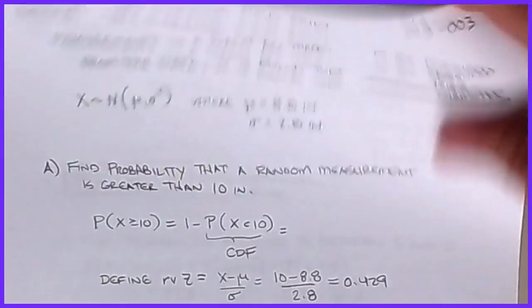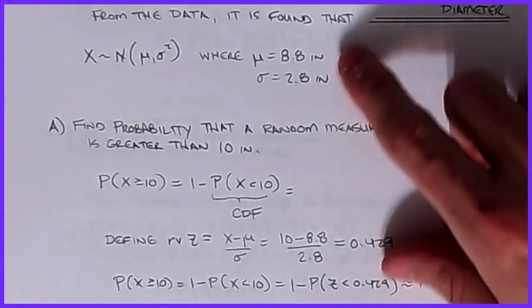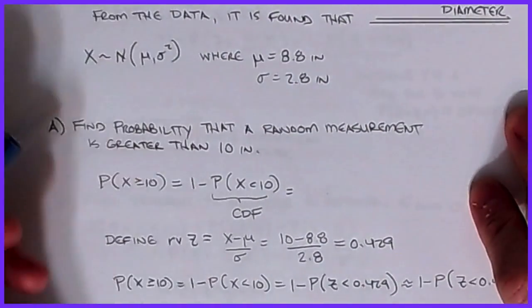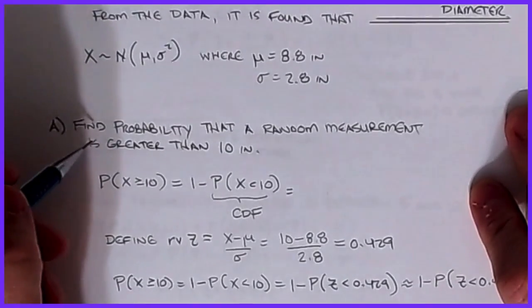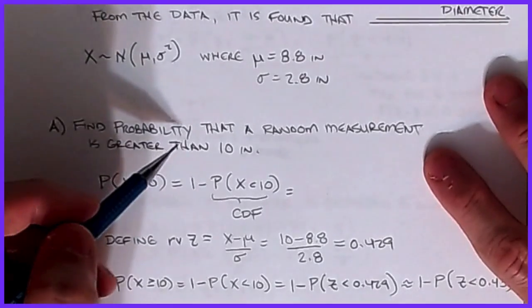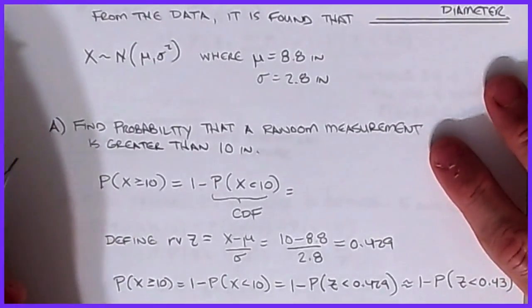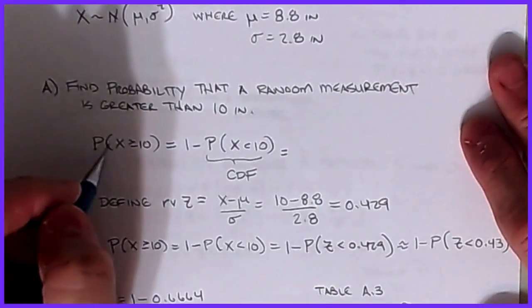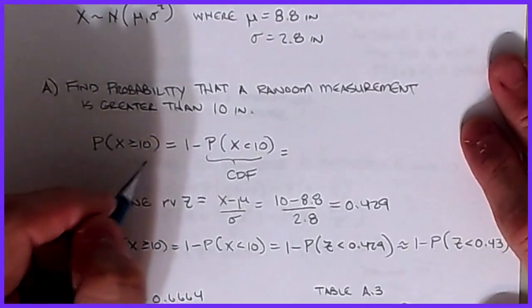Okay, all right, so those are some parameters that would come out of a set of data that has been collected or measured from somewhere. All right, so once I have that, now we can start asking questions. Find the probability from this section of the woods that a random measurement is greater than 10 inches. So if we write that, that's a probability that my random variable x is greater than 10.